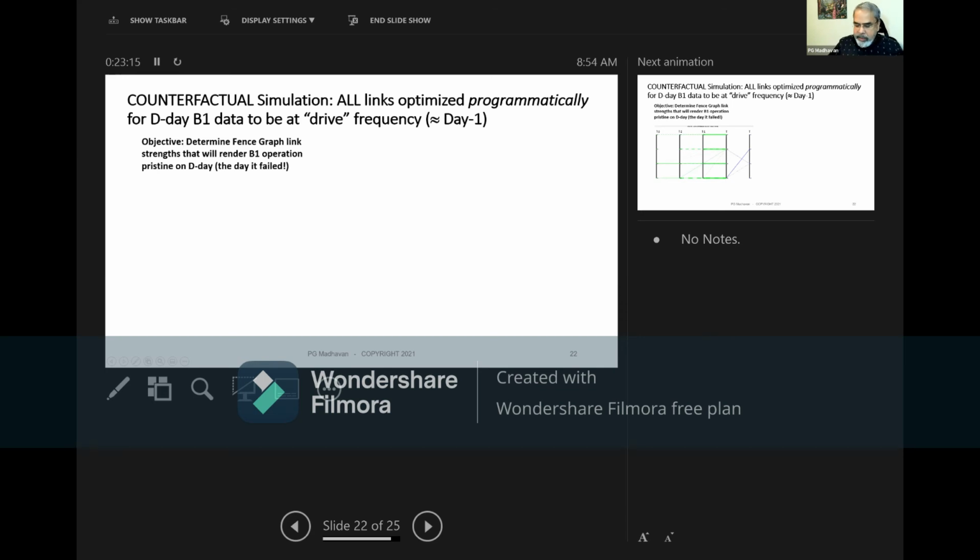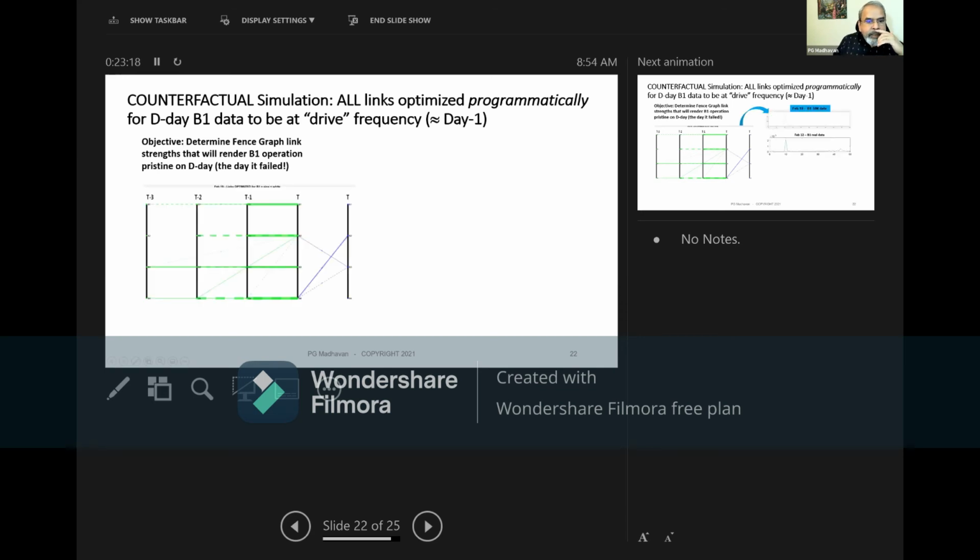What we want to know is, on D-Day, that's when B1 failed, right? What should be the links and link strengths so that B1, which we know failed on D-Day, and you saw that picture where everything is flying into it, all the energy is going into it. What should have been the links and the link strengths, or causal factors and causality, on that day so that B1 operates in a pristine way? That is, there is just that driving frequency spectrum and nothing else.